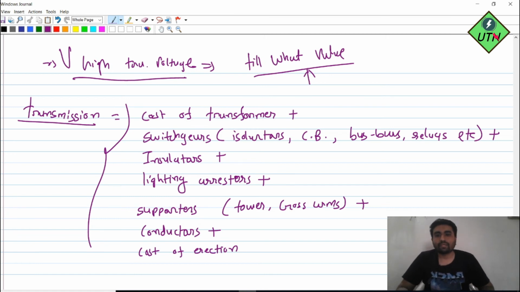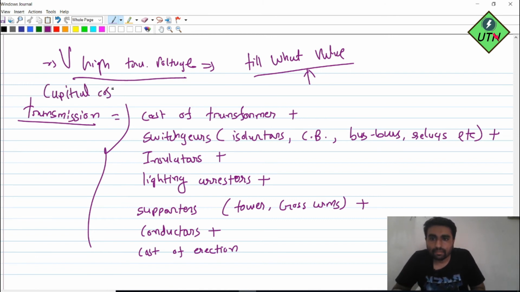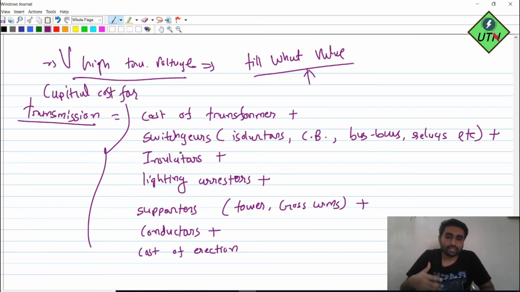So let us call it the capital cost for the transmission. Let me give the name, the capital cost for transmission, right? So all these things we need to take into account. Now we need to set a particular value, at what standard voltage we should transmit the power, so that this total capital cost is minimum, right? That we need to take into account.